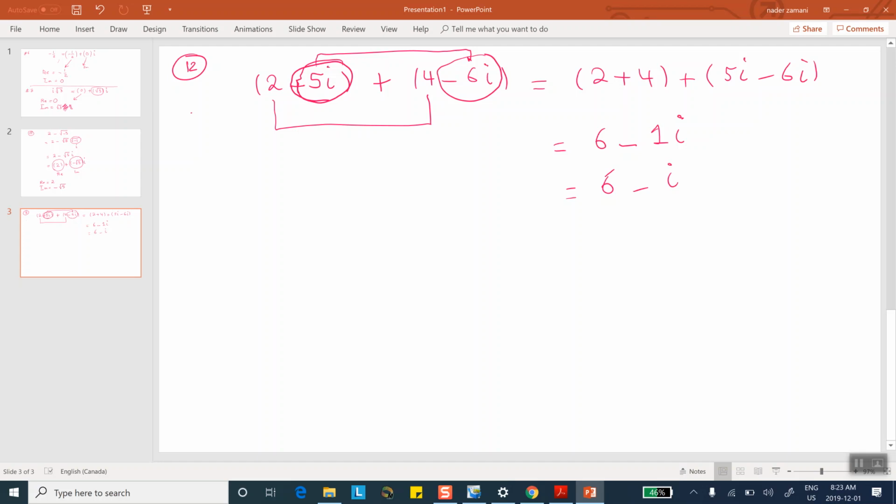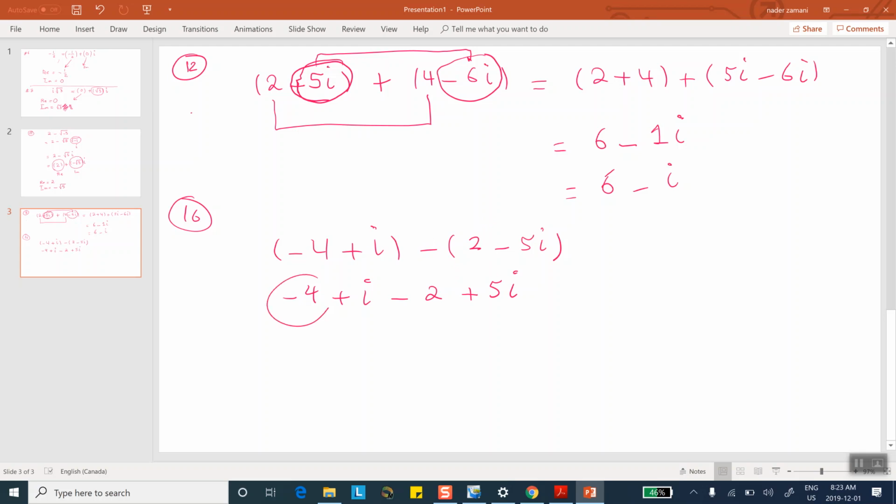Okay. Next one, number 16. Same kind of an animal. We have minus 4 plus i minus 2 minus 5i. Okay, so do it any way you want. You can simplify this thing if you want, if it makes you feel better, or you can concentrate better with it. This minus plus 5i.